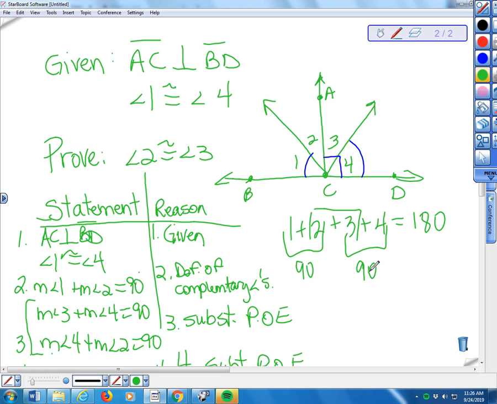I look at it like this: if angle 1 and angle 4 are congruent, and AC is perpendicular to BD, then that means the angle 1 and angle 2 together, and angle 3 and angle 4 together, are going to have to be at the same measurement. They both have to equal 90. They're going to be the same degree. So that's what I said.